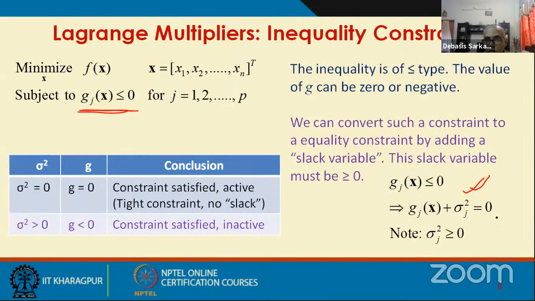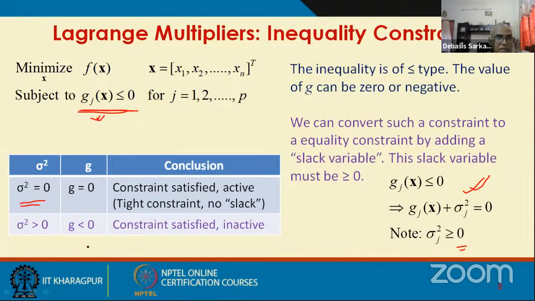So note that sigma square is greater or equal to 0. Sigma square will be equal to 0 if this g is satisfied as equal to 0. So that means for active constraints, you don't need any slack variable because g is already equal to 0. The purpose of adding slack variable is to make the right hand side 0. So if the right hand side is already equal to 0, you don't need any slack variable.